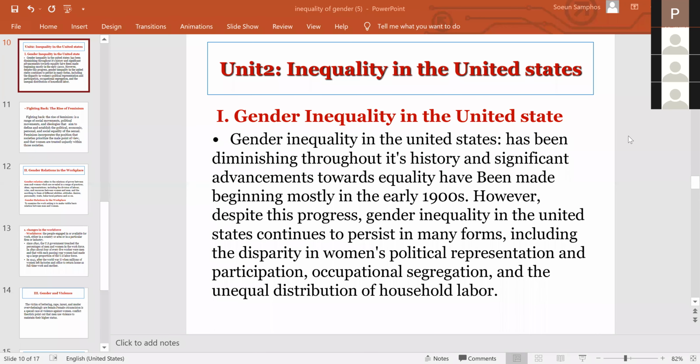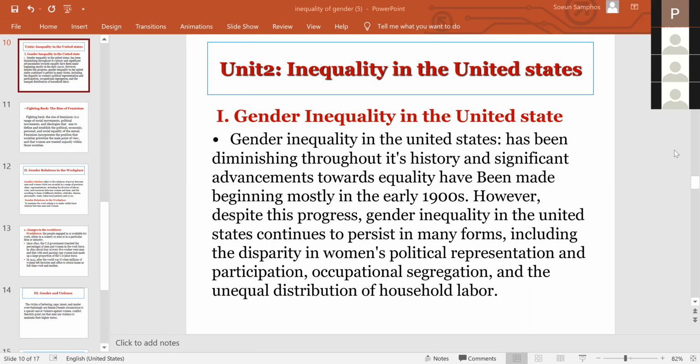The last point I talk about is gender inequality in the United States. Gender inequality in the United States has been diminishing throughout history, and significant advancements toward equality have been made, beginning mostly in the early 19 hundreds.